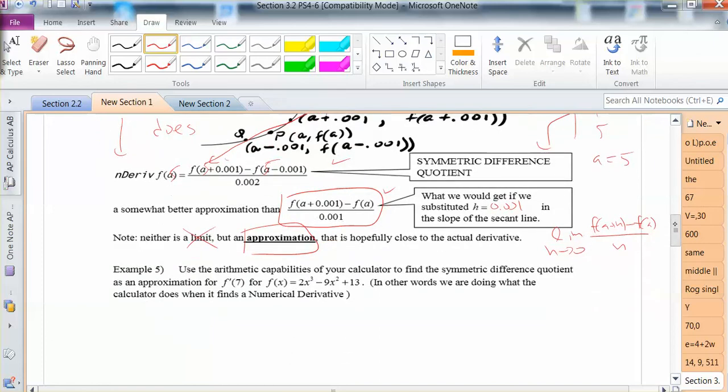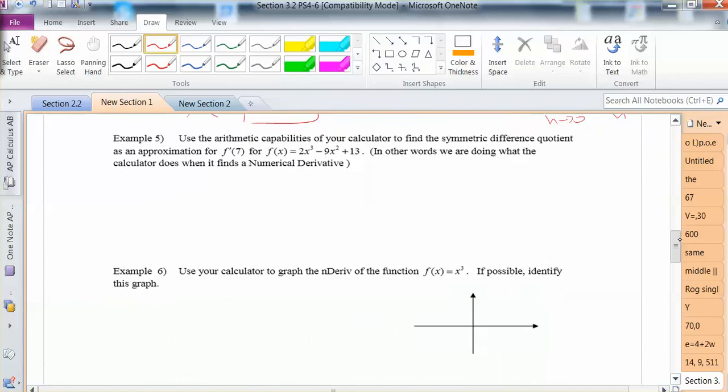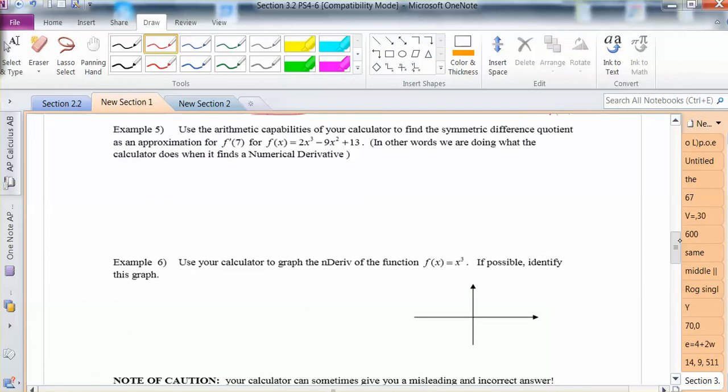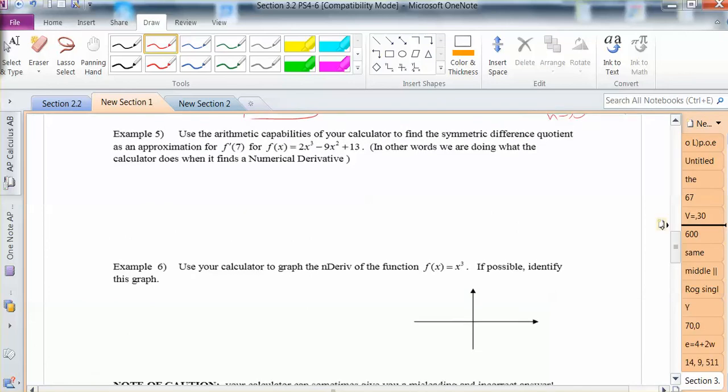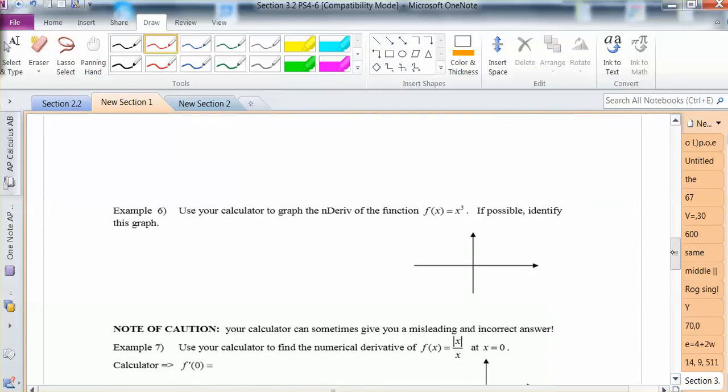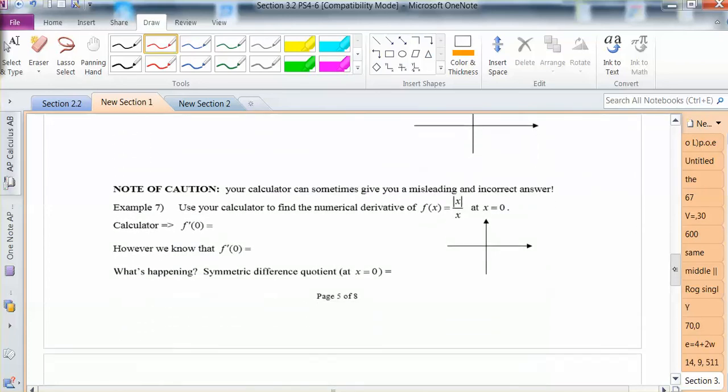So in example 5, we'll actually find the symmetric difference quotient for this function, and then we'll use a calculator to graph x cubed, and then we'll look at some other examples after that.